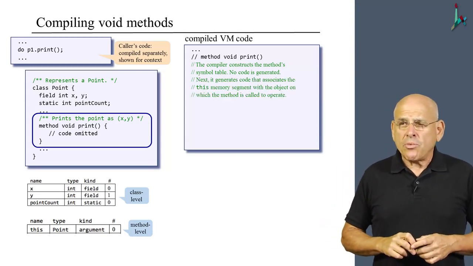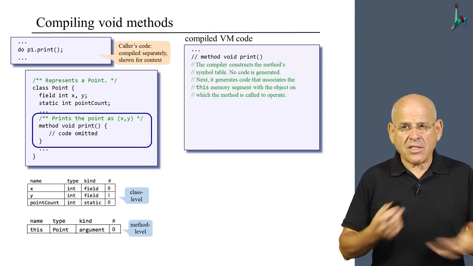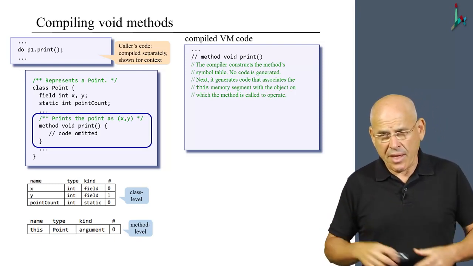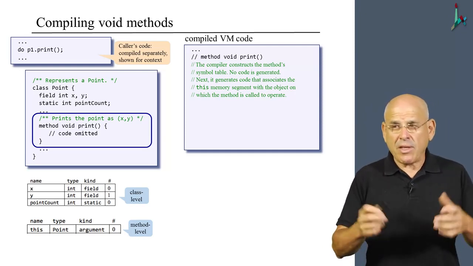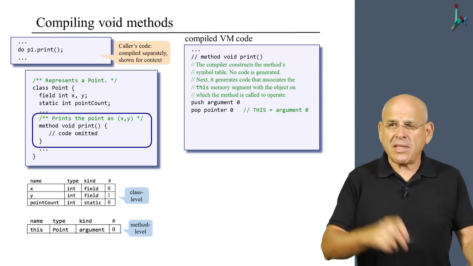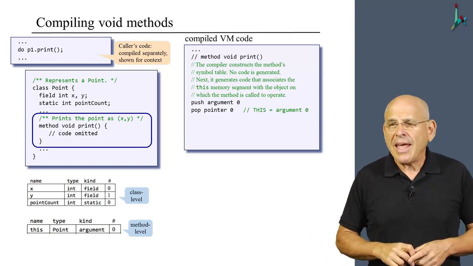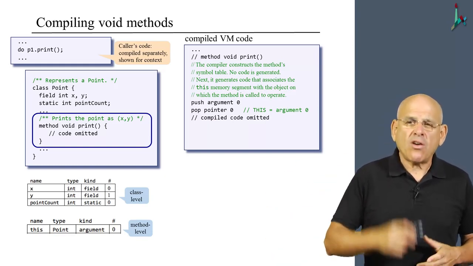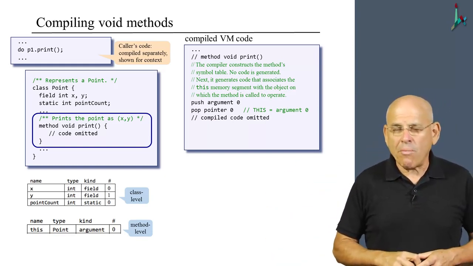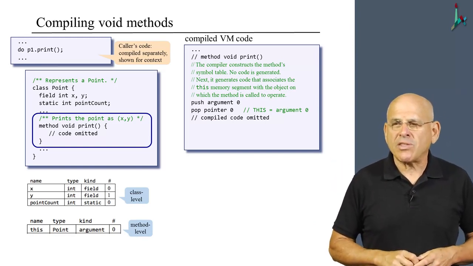All right, now what should we do next? Well, we have to generate code that associates this with the current object, as we did before. So we push argument 0 and pop pointer 0. Nothing is new here. Then we compile the code that was omitted. So you find it here as well.